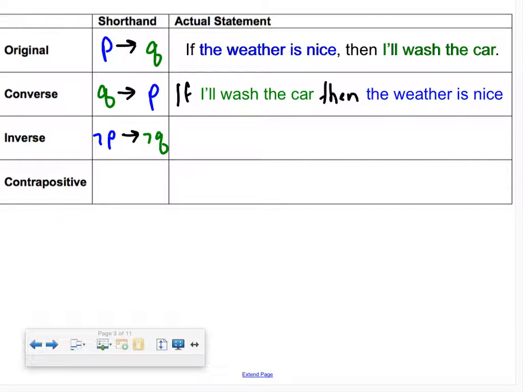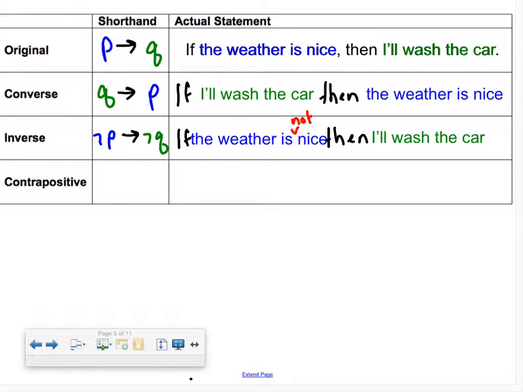So when I look at this, I've still got the if, and I've still got the then. And I've still got my P and my Q, but I need to negate it. So I need to add in, if there isn't a not, you need to put in a not. If there is a not, you need to take it away. So I need to put a not here. And let's fix this to be nicer. I will not wash the car. So if the weather is not nice, then I will not wash the car. That's the inverse.